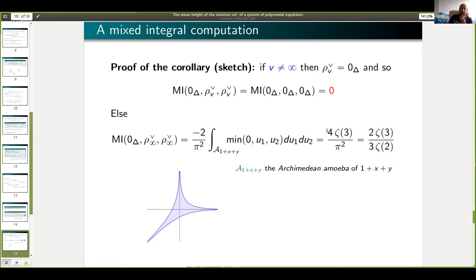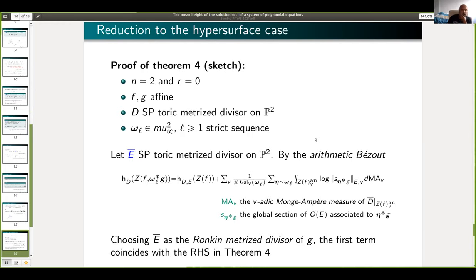And now coming back to the theorem and to the general case. So how can we prove theorem four? That is the particular case of dimension two for the ambient space, dimension zero for the cycle, two affine polynomials. It's quite representative of the general case, but of course easier, and this is why we could do it. So then you have to take an additional metrized divisor. You can think of this metrized divisor as again a hyperplane divisor with a canonical metric, so you get the Weil height.